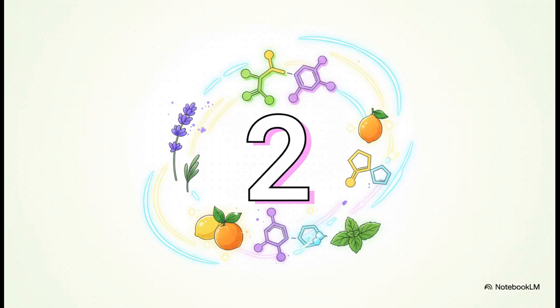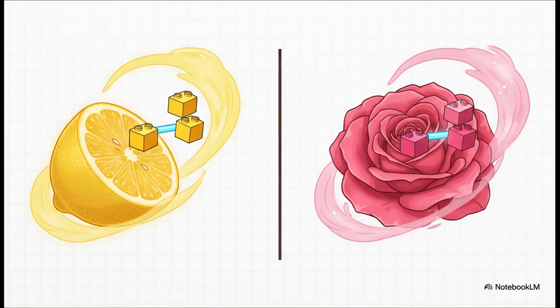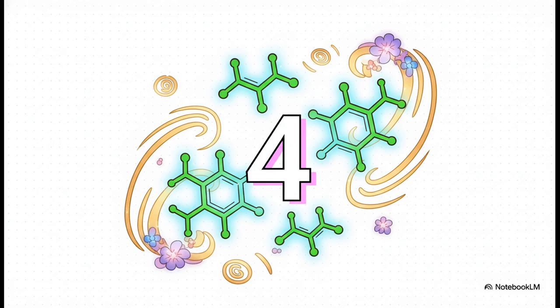So let's start small. When you link just 2 isoprene units together, you get a family of molecules called monoterpenes. These are the light, volatile molecules that are often responsible for the very distinct aromas of plants. For example, you know that sharp, zesty smell of a lemon? Yep, that's limonene. Or the delicate, fresh scent of a rose? That's citronellal. Both of them are monoterpenes, and both are built from just 2 of those isoprene Legos. Okay, now what if we double it?